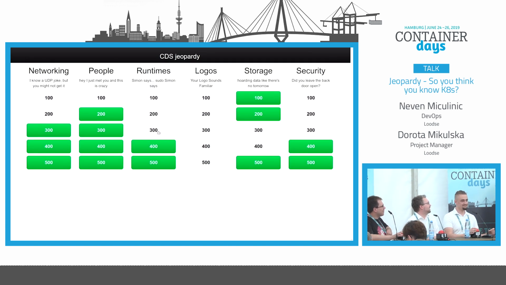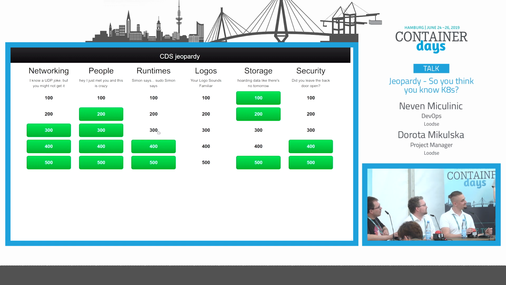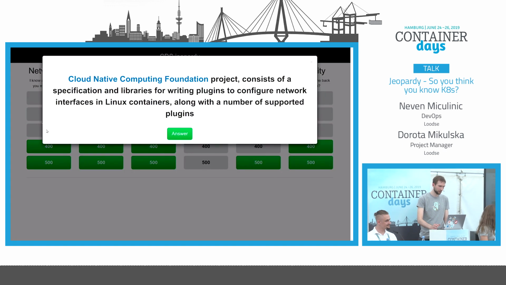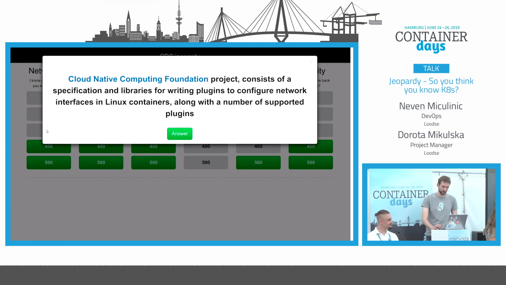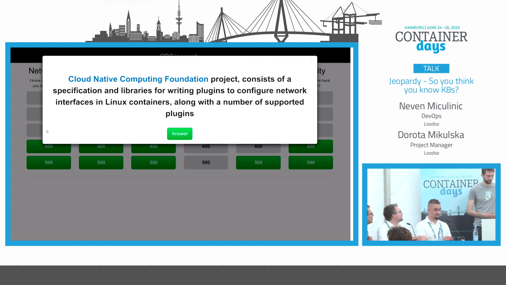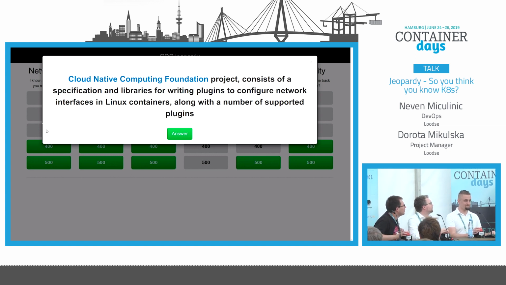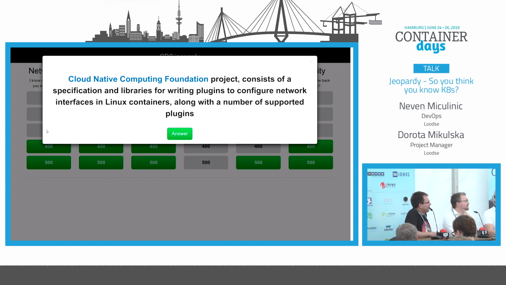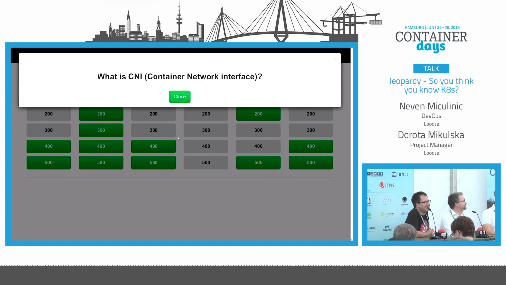So what should be the next one? Let's take networking for 300. A CNCF project consisting of specification and libraries for writing plugins to configure network interfaces in Linux containers, along with a number of supported plugins. What is CNI? Yes. Nice. Well done.